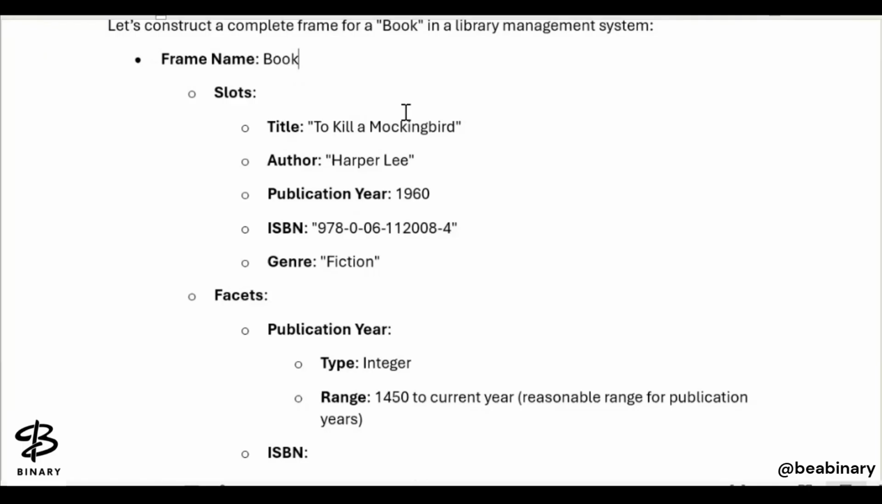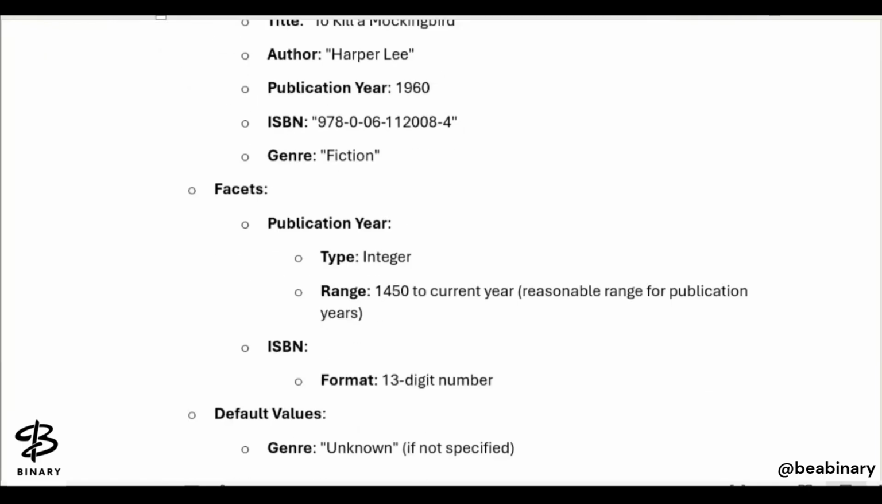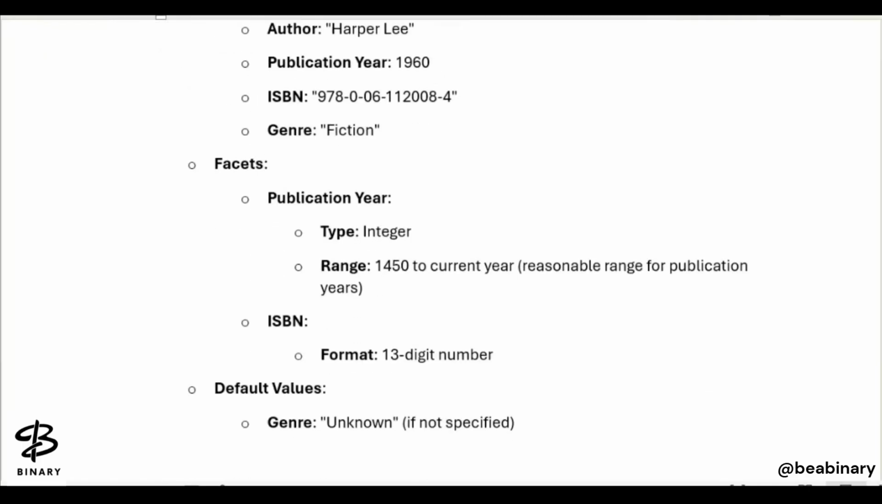Then we are talking about the facets here. When we are talking about the publication year, it will accept an integer type of value, and the range will be from 1450 to the current year, a reasonable range for publication years. The ISBN will be a 13-digit number. The format will accept the 13-digit number.